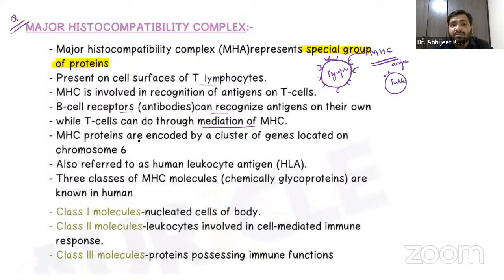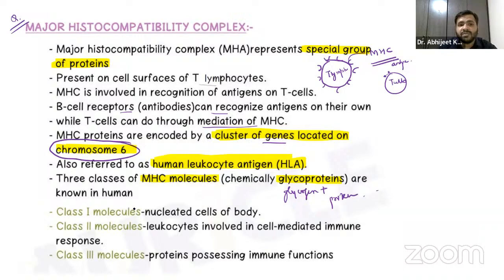complex. Now, these proteins, the major histocompatibility complex proteins, are basically encoded by a cluster of genes located on chromosome 6. Very, very important. Remember that they are encoded by a cluster of genes located on chromosome 6, right? It is also referred to as the human leukocyte antigen, that is HLA, right? These classes of MHC molecules are actually glycoproteins. When I say glycoproteins, guys, these are the carbohydrate part plus the protein, right?